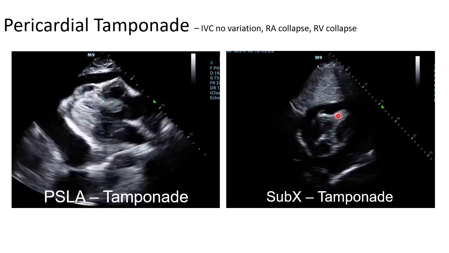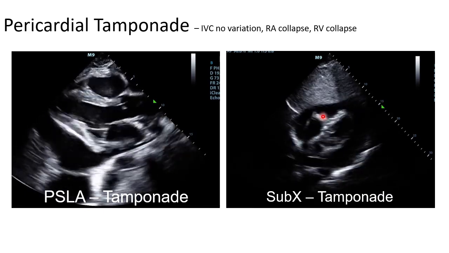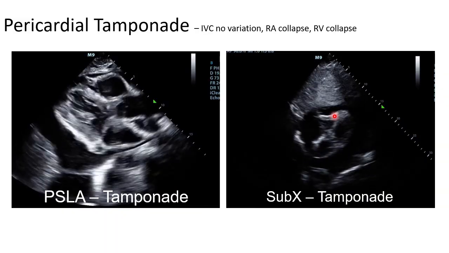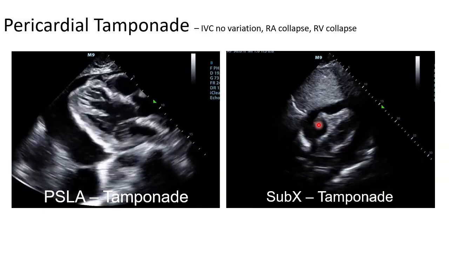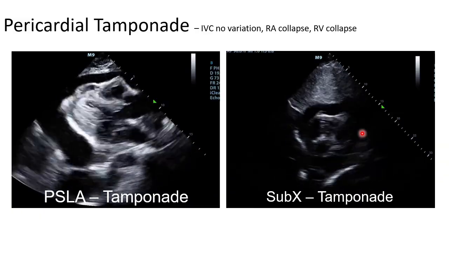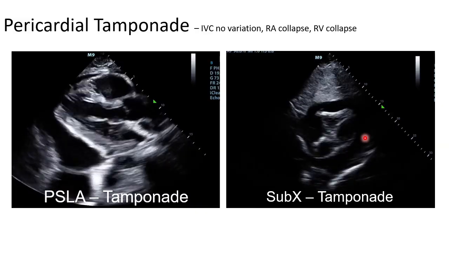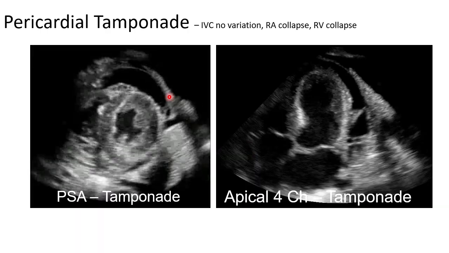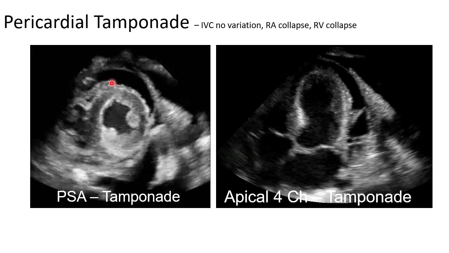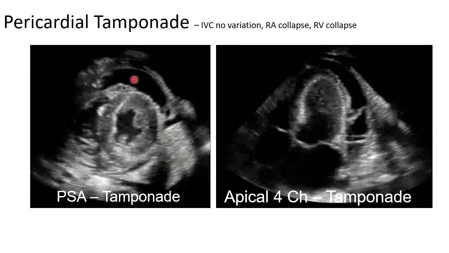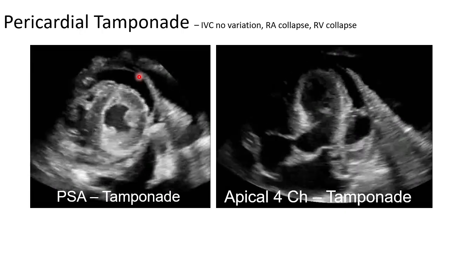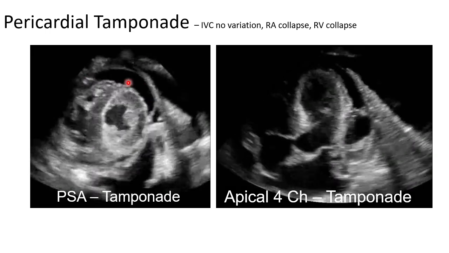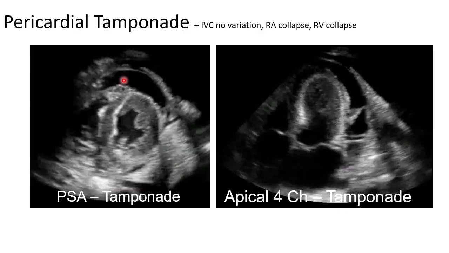Subxiphoid view, so the liver here, the RV up here, the RA, and again what's telling you this is tamponade is the RV is collapsing. Kind of hard to see the RA, but when you see RA and RV collapsing, that's when you know that the effusion is serious and significant. There's the parasternal short. Again, you don't necessarily need all these views to rule in cardiac tamponade. You have a hypotensive patient, fluid around the heart, RV collapsing, that is cardiac tamponade and pericardial fluid causing your problem.